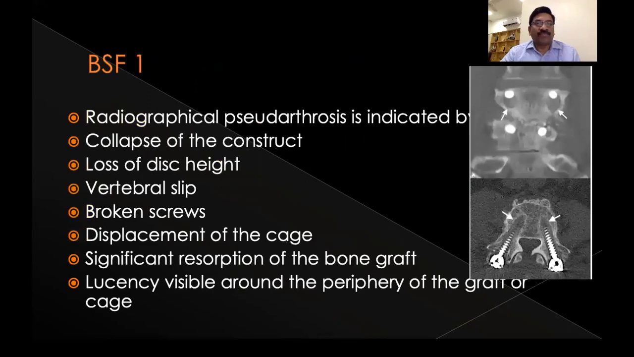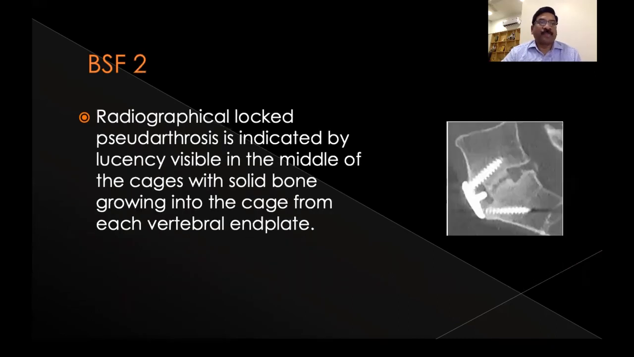intervertebral body fusion. Coming to BSF 1, it can be of different forms. It can be collapse of construct, loss of disc height, vertebral slips and broken screws, displacement of cage, and lucency is seen around the periphery of the graft and pedicle screws. They indicate failure of the fusion.